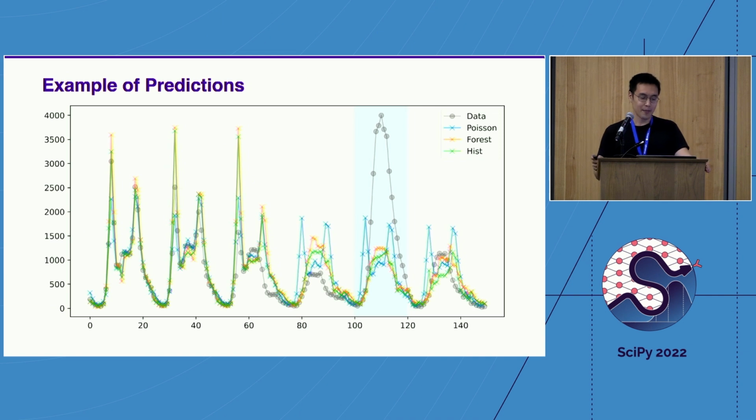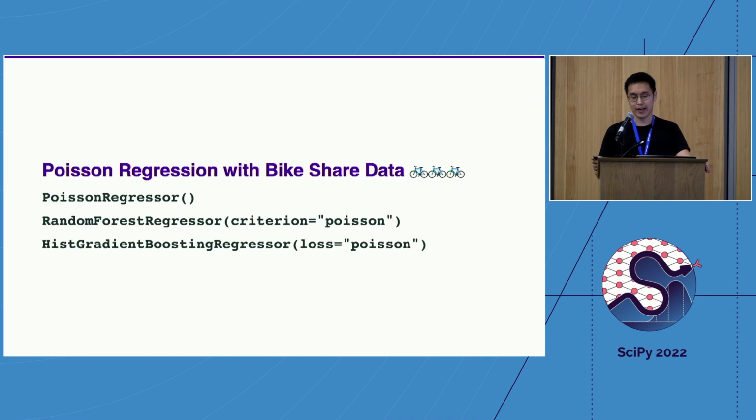Okay, so that's Poisson regression with bike data. We went through the linear model, random forest, and HistGradientBoosting.